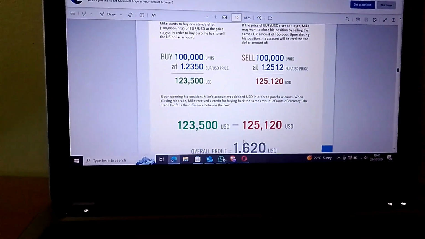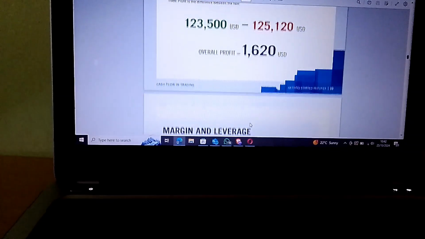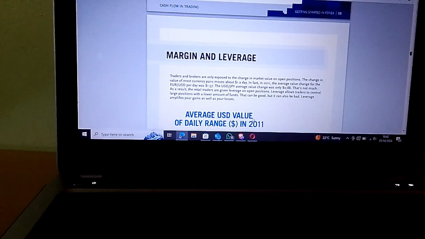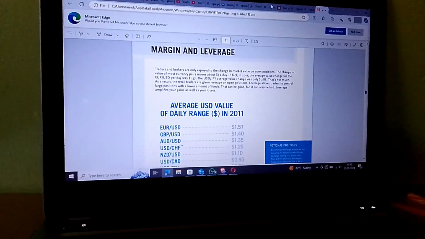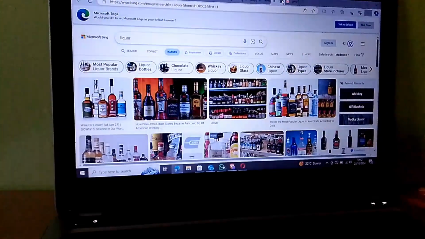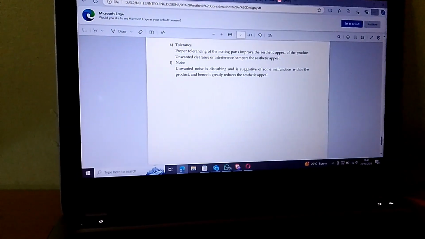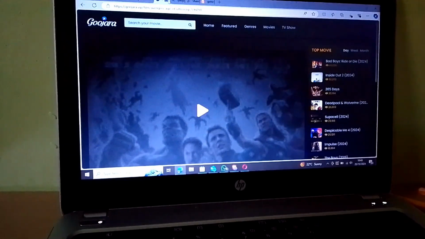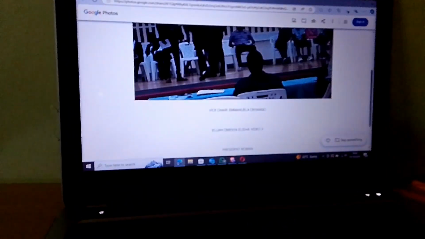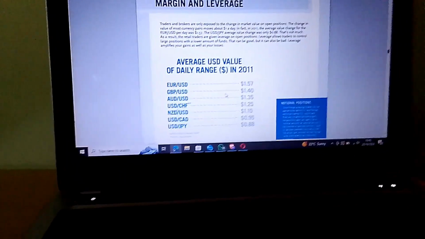So this is what we had done the previous day, and now we are moving to margin and leverage. I'll just do what we did last time. I'll open chart. Let me close all these tabs and then open ChatGPT and Investopedia at the side. Then we see what we'll do today.